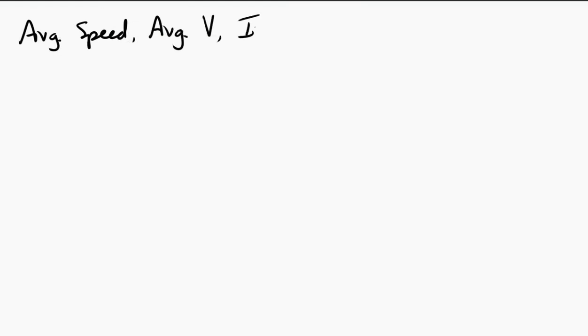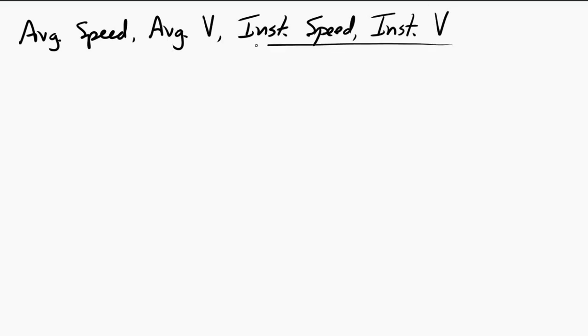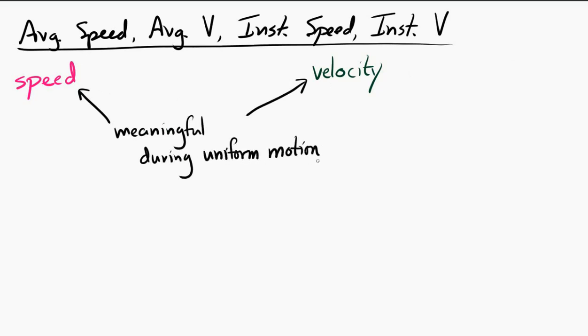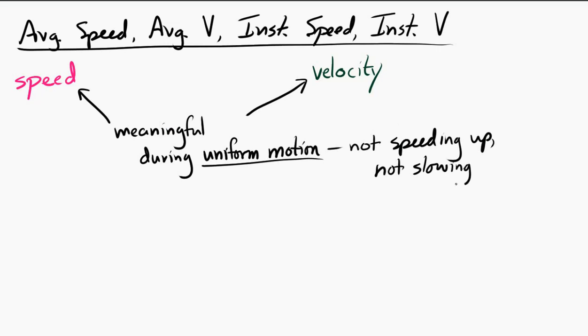Let's take a look at average speed, average velocity, instantaneous speed, and instantaneous velocity. So we've seen that speed and velocity, those bare words, really only have meaning if we're in uniform motion. That is, they really only mean something if we're not speeding up, we're not slowing down, and we're not changing the direction of motion. But let's start taking a look at situations where we do speed up, where we do slow down, and we do change direction.